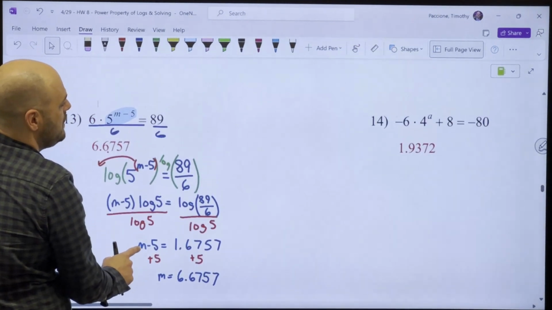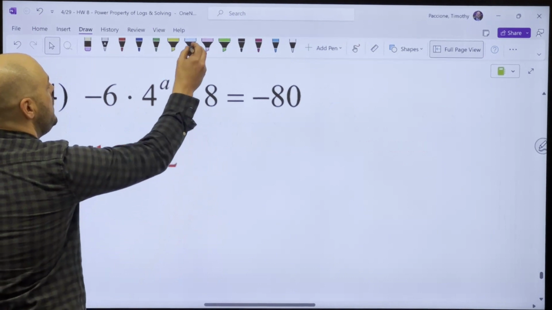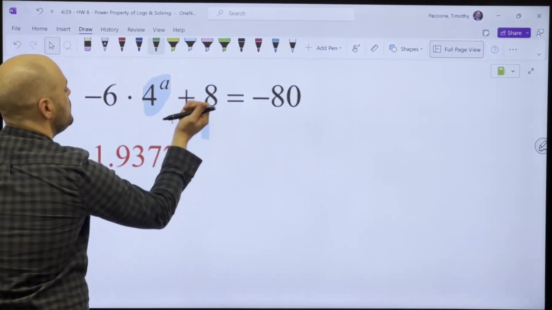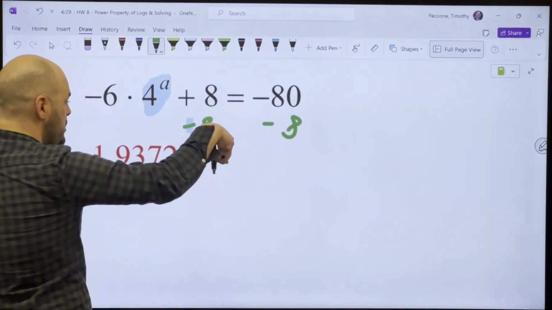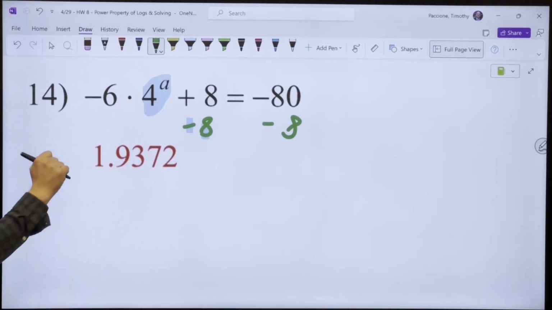I think we've kind of hit the pieces. Just if you have something like this, I'll just add this, right? This is what you're isolating, so get rid of this. So minus 8. Once you do that, then divide by negative 6. Always add and subtract first, then multiply or divide, then log both sides, and you're done.